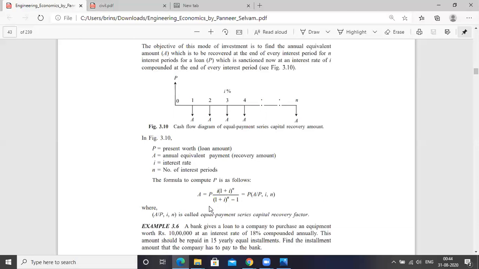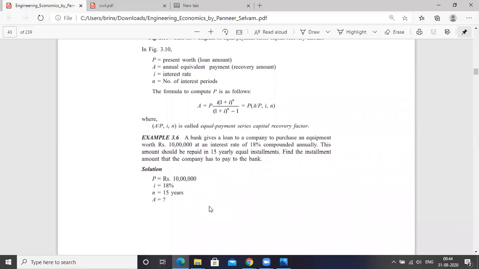Okay, so coming to the problem, a bank gives a loan to a company to purchase an equipment worth rupees 10 lakh at an interest rate of 18% compounded annually. This amount should be repaid in 15 years, in equal yearly installments. Find the installment amount that the company has to pay to the bank.